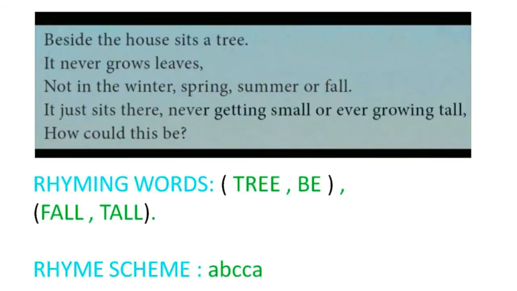Now, look at this next stanza, that is the fourth stanza. Here, the rhyming words are tree and bee. So, the first pair of rhyming words are tree and bee. The next pair of rhyming words are fall and tall. And the next line last word, leaves, is not rhyming with any of the words. So, the rhyme scheme used here is A, B, C, C, A.